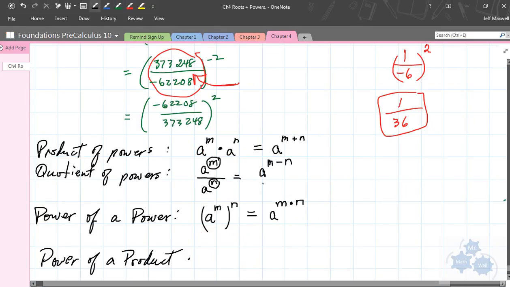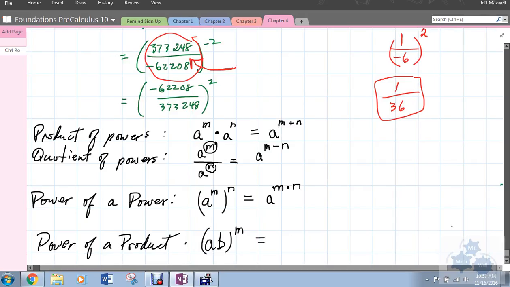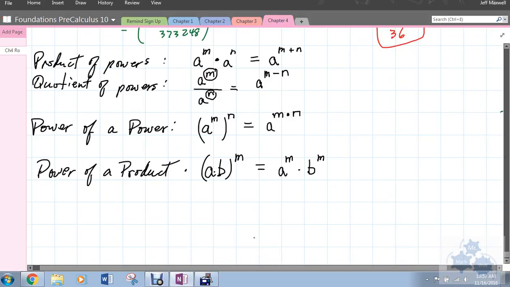The power of a product. Okay, so if we have a times b to the power of m, then, and this is actually really important, if these are factors, a times b in here, not a plus b, it doesn't work for a plus b or a minus b, but only for a times b, then this is the case. We can actually separate and do this. The exponent m can be applied to each factor, and that's the power of the product.